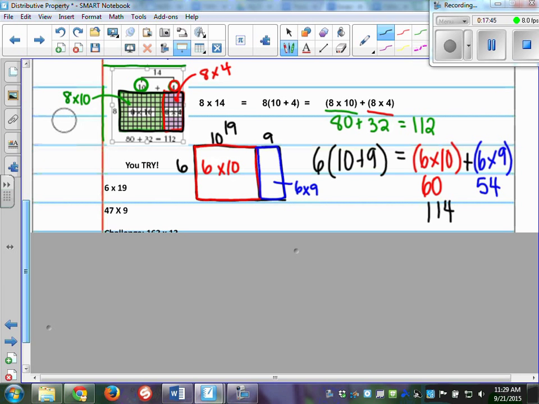Now, if you wanted to get fancy, and if you chose to do this with subtraction, maybe think of it as 6 times 20 minus 6 times 1, you could do that as well. All right, you have one more. Go ahead and try 47 times 9.